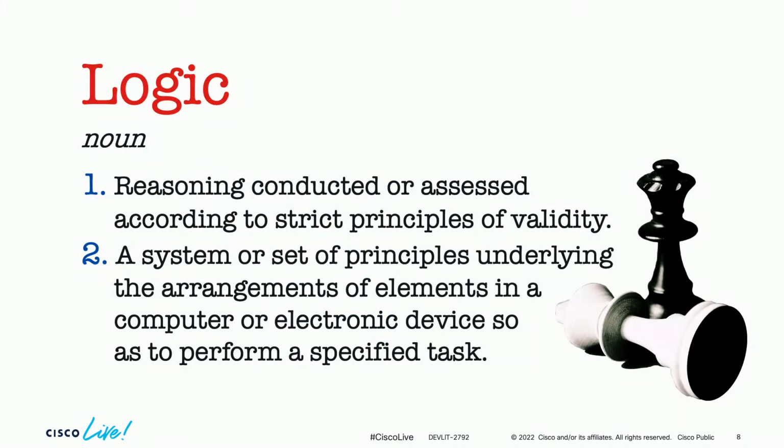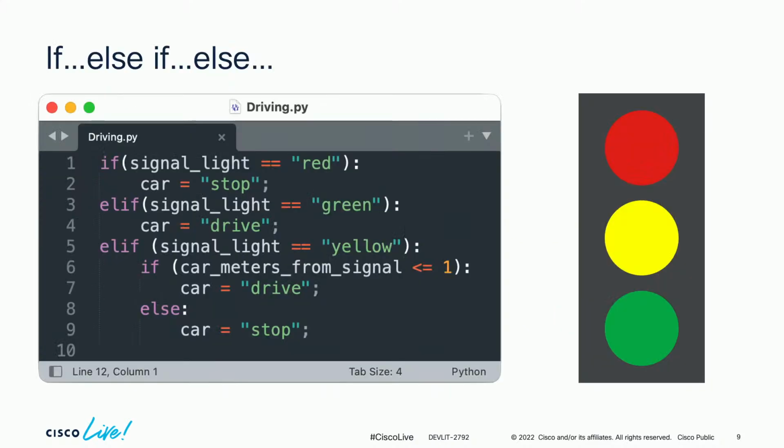Next, we have logic. From a computer science point of view, we're trying to assess the strict principles of validity. What are the options at every point of your code? And just like problem solving, it's something that we got to do every day. Logic, right? How many times have you said, that wasn't a logical reason, or how did you get there? Not everybody has the same set of logic, and logic is very important in our everyday life.